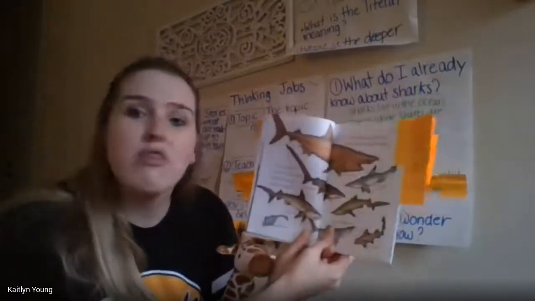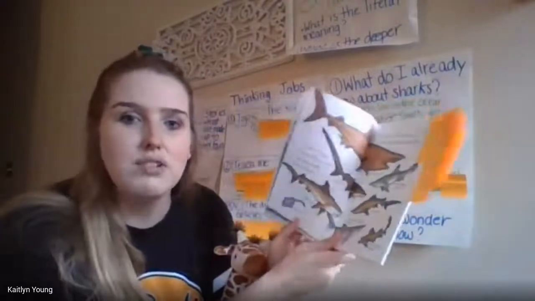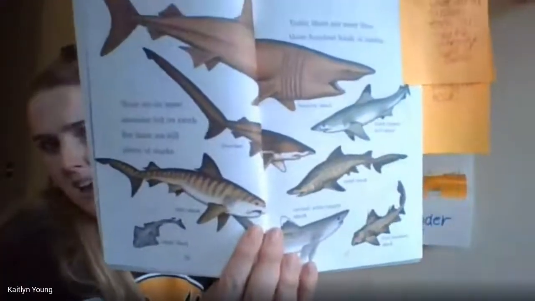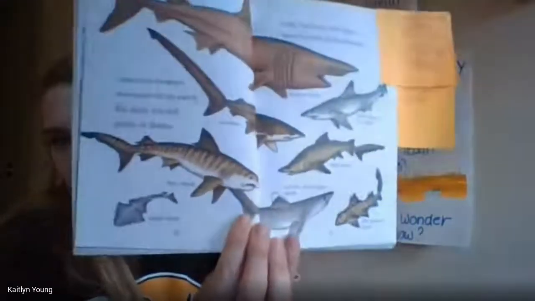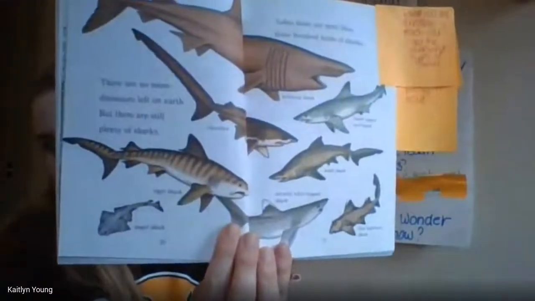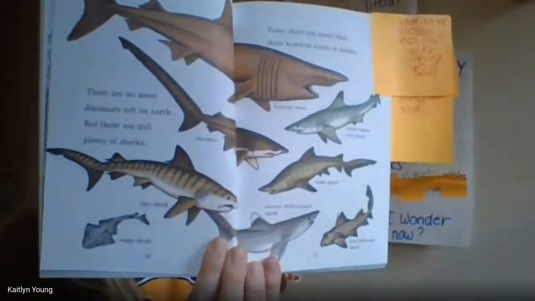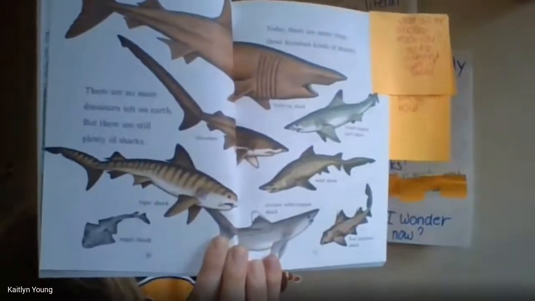Today, there are more than 300 kinds of sharks. I'm going to let you zoom in and take 10 seconds and pick out your favorite one. Point to the screen, pick out your favorite one. Oh, I see some friends are pointing to the screen, picking out their favorite one.